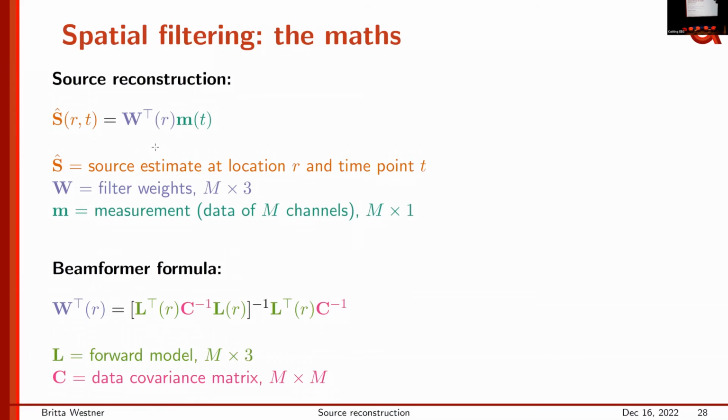The green thing is the forward model or lead field matrix of this source point. And the pink thing is something we haven't talked about yet. That's your data covariance, or more precisely, it's the inverse of your data covariance. And that you put together, like one left, one right, and then divide through some stuff, and then you get your spatial filter out.